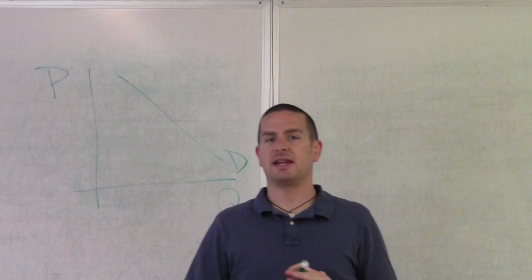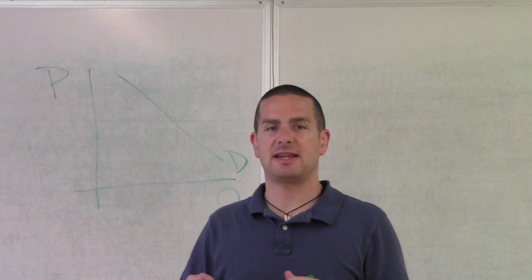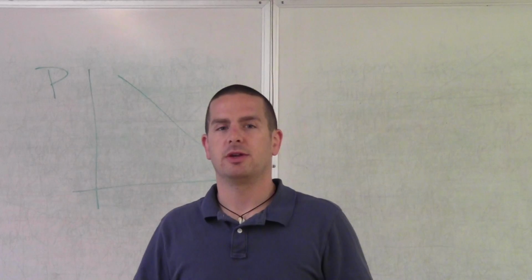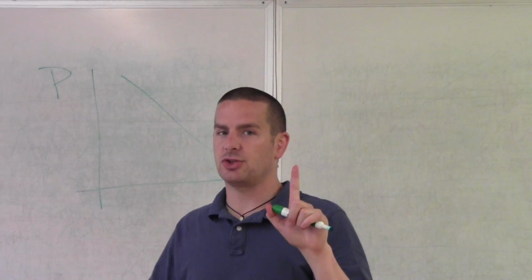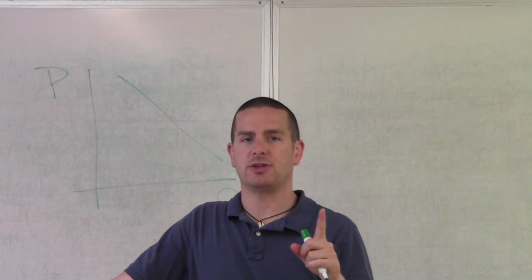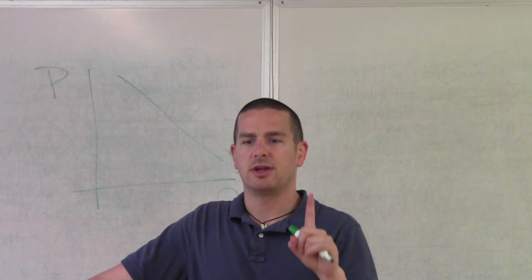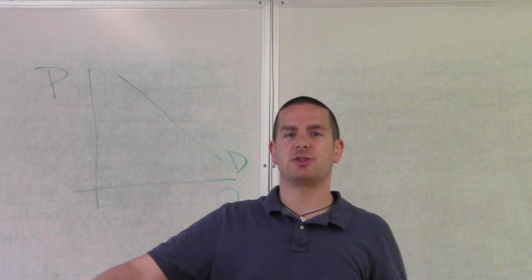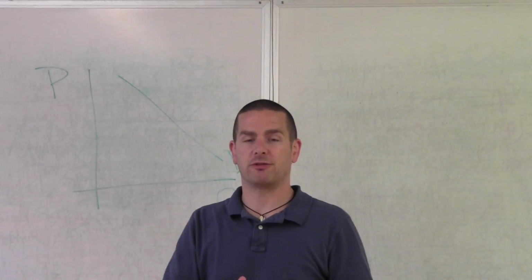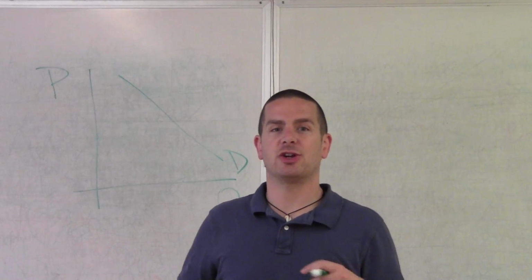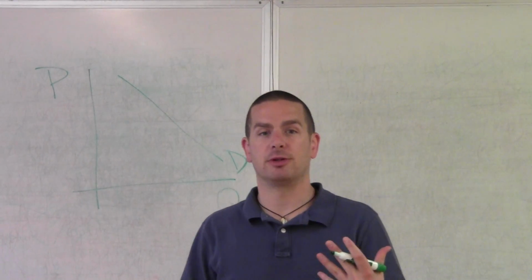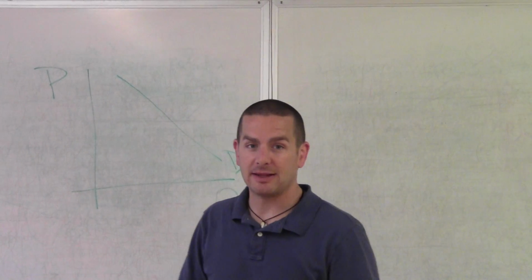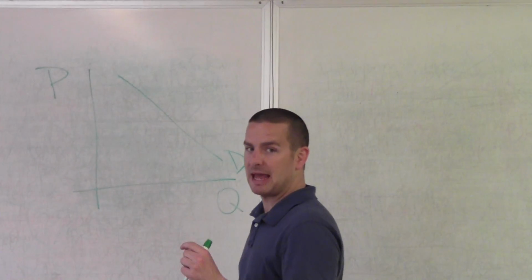Let's say that it isn't price that changes. Let's say that income doubles, right? Your income doubles. Well, price hasn't changed, right? Income changed. And if income changes, then that means demand changes, which means we're going to shift the curve. So let's say that your income has doubled. If your income doubled, that will be an increase of demand.